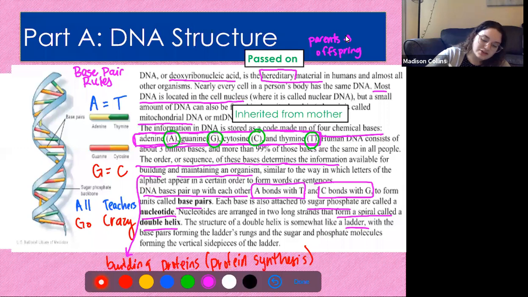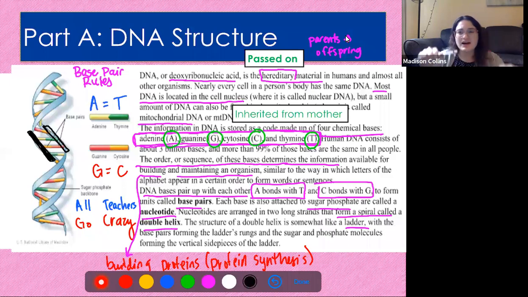So if you look at this picture of DNA over here, you can kind of see that this looks like a ladder that's been twisted up in a really weird shape, right? So here we've got the two side pieces of the ladder. Those are going to be the sugar and phosphate molecules, which we'll actually talk about tomorrow.